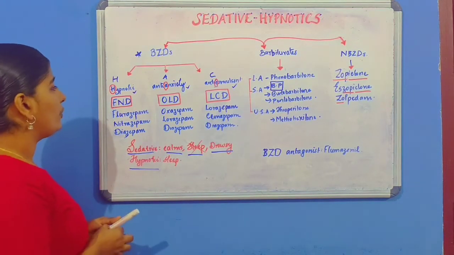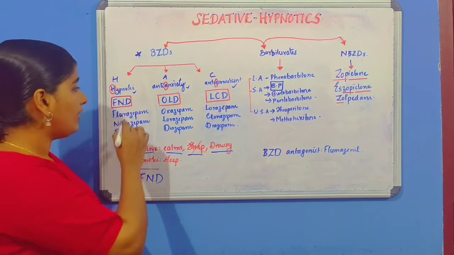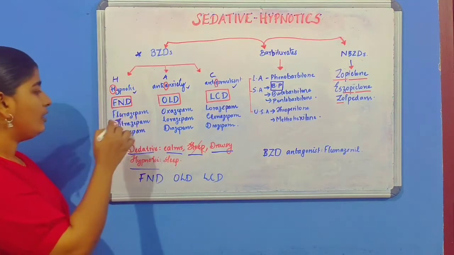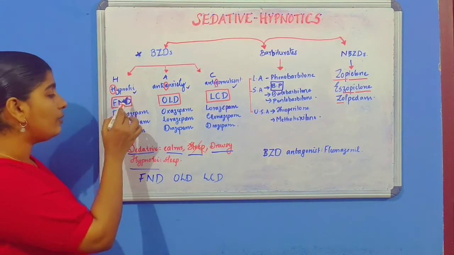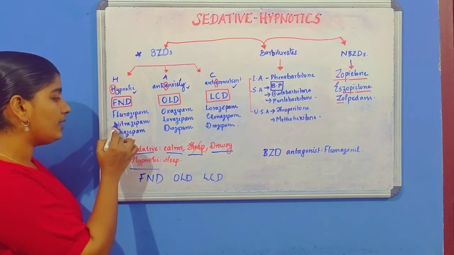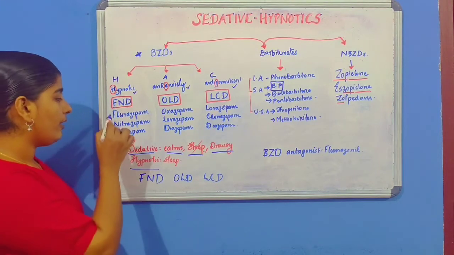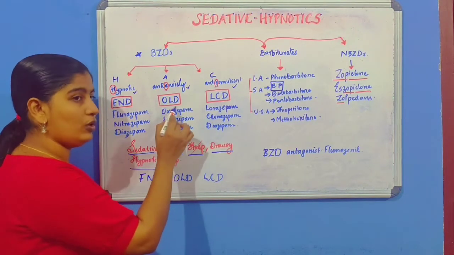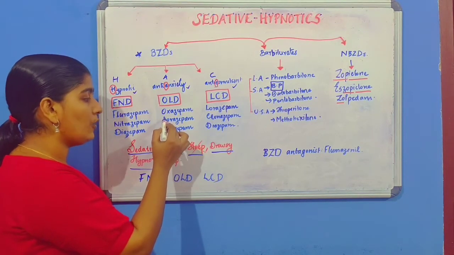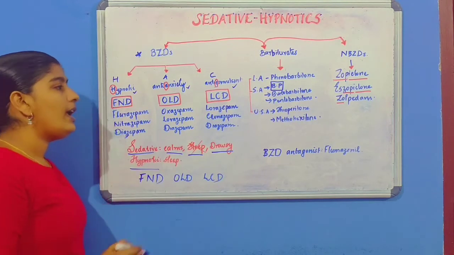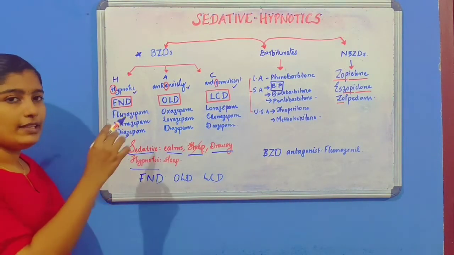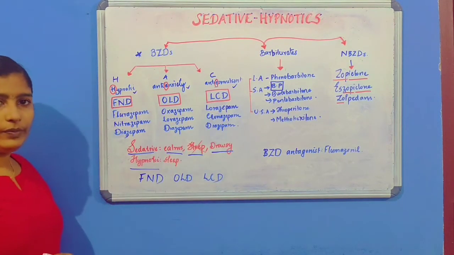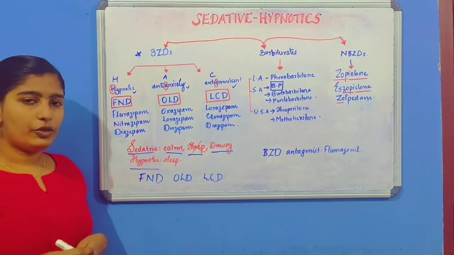Okay. So it says find old LCD. From hypnotic drugs, examples include flurazepam, nitrazepam and diazepam, F, N and D. Now, in anti-anxiety drugs, you have old, that is oxazepam, lorazepam and diazepam. And in anticonvulsant drugs, you have LCD, that is lorazepam, clonazepam and diazepam. Okay. Hope I have made it easier for you to learn.